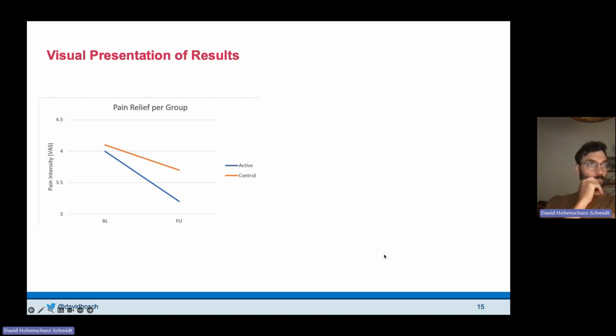So here's a figure. Pain relief per group. People in the active treatment are shown in blue, and you can see the value at baseline and at follow-up, and you compare that to the orange group, which started off from a similar point, and then clearly improved less, right? You would say at follow-up, FU here, you've got quite a difference on visual inspection.